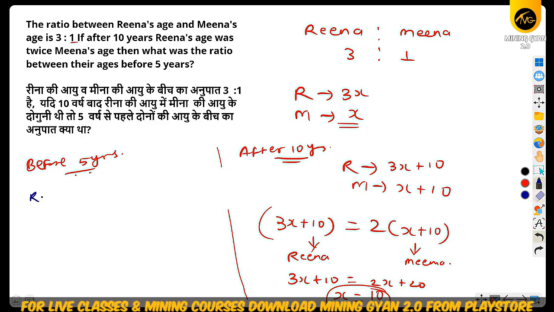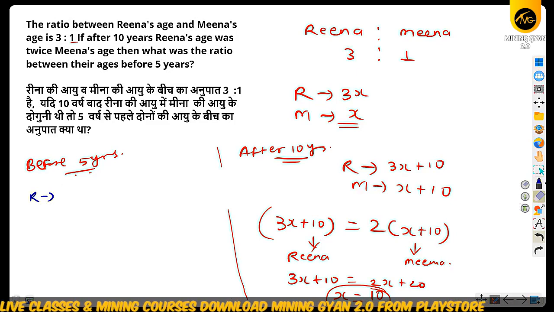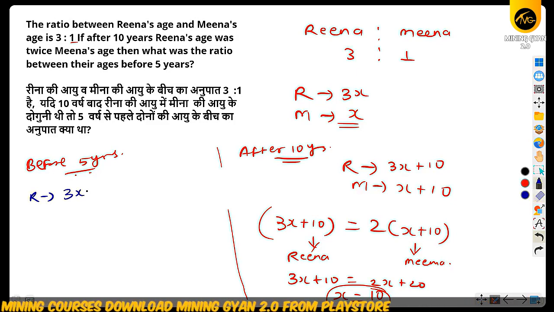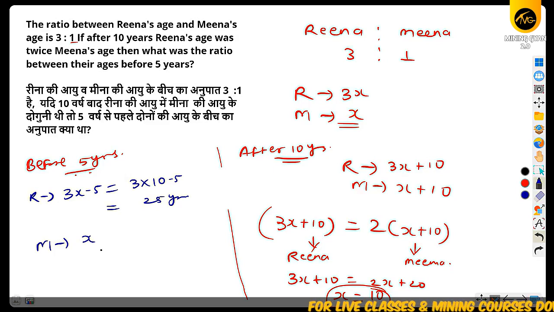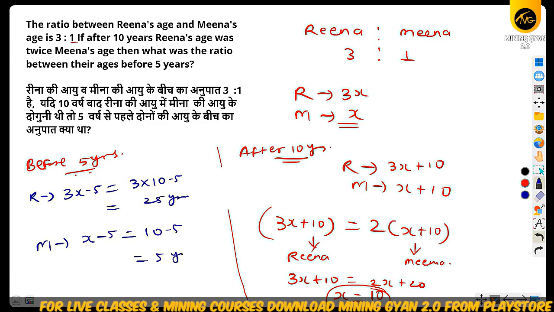Before 5 years, Rina's age expression will be 3x minus 5, which is equal to 3 into 10 minus 5. It's 30 minus 5, that means 25 years. And Mina's age expression is x minus 5, which is equal to 10 minus 5, that will be 5 years.